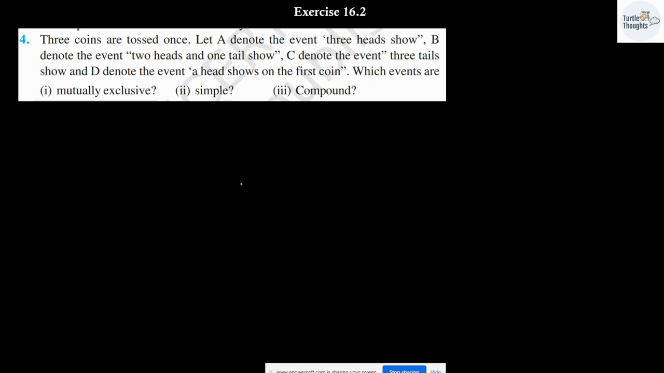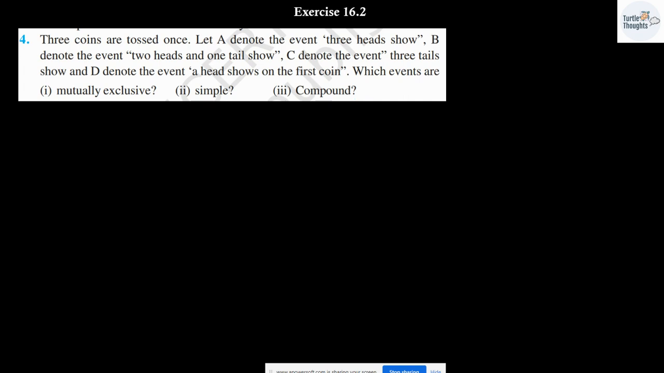Three coins are tossed once. Let A denote the event three heads show. B denotes the event two heads and one tail show. C denotes the event three tails show. D denotes the event a head shows on the first coin. Which events are mutually exclusive, simple, compound?